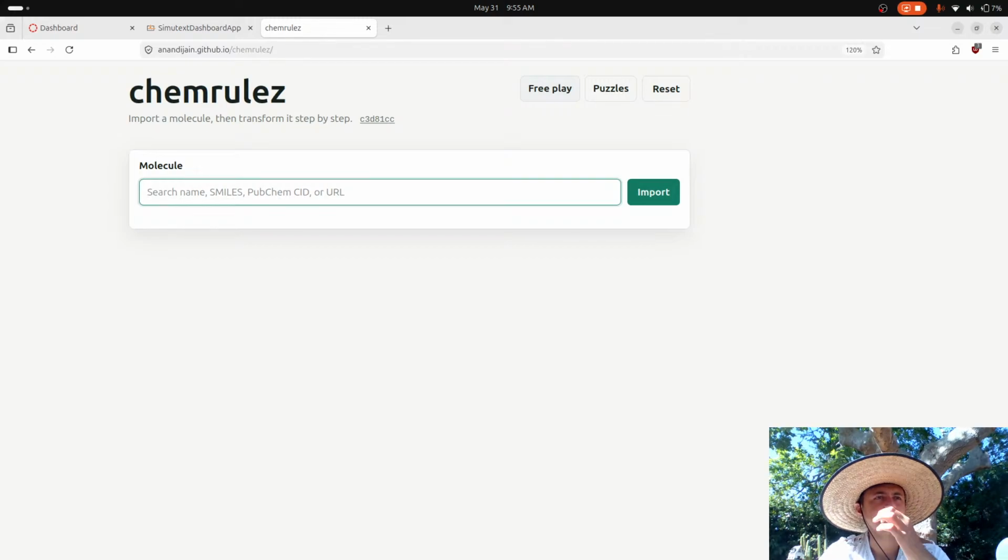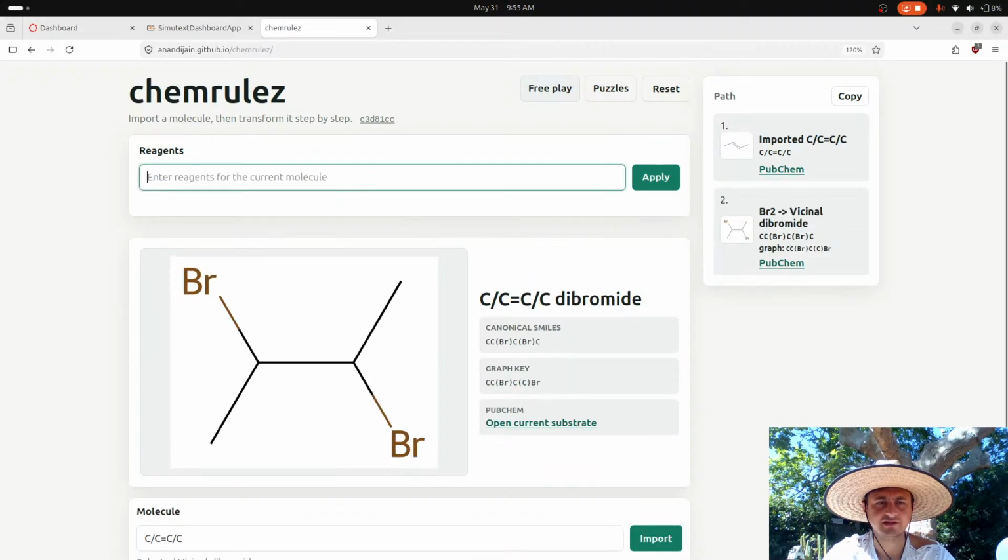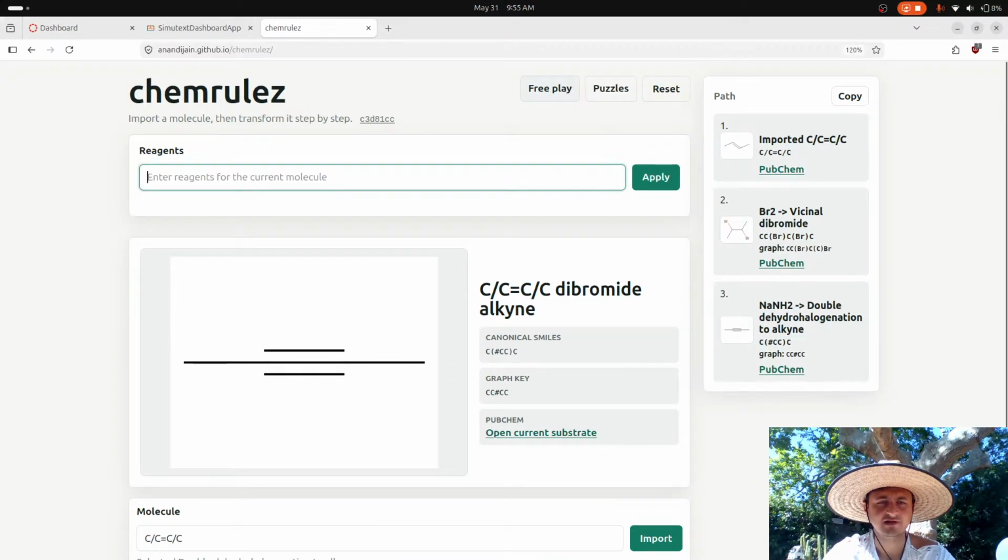What do we want to start with? I probably gotta go. Okay, now I gotta go. Let's go like this. Okay, now let's go like this. Now we got an internal alkyne. That kind of sucks, actually. Is there a way that we can?